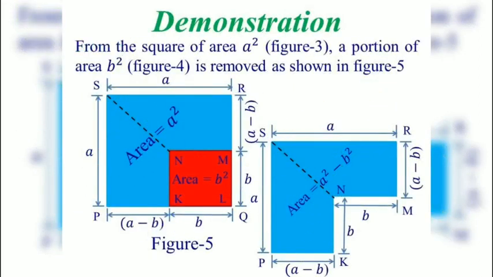Next demonstration: from the square of area A square, what we got in figure 3, a portion of area B square, what we got in figure 4, is removed as shown in figure 5. So look at the figure 5. Here from the square PQRS, whose area is A square unit, we removed a square KLMN having area B square unit. So here in this figure, the red colored square is removed from the blue colored square. So the remaining portion of the square PQRS is shown in this figure in the right side.